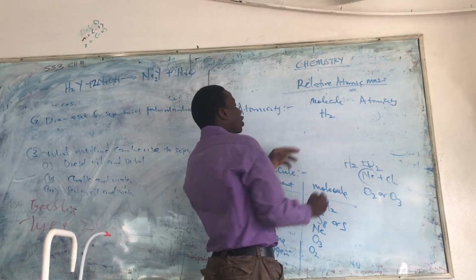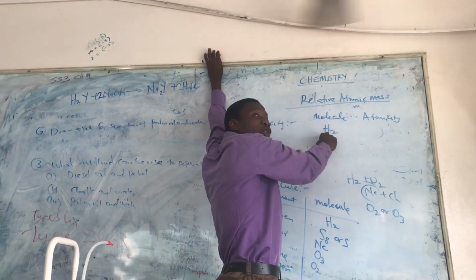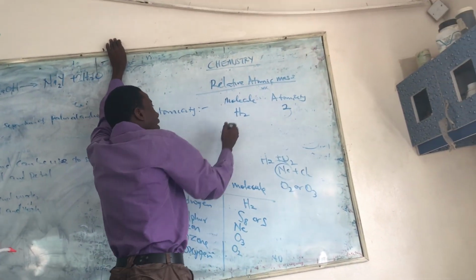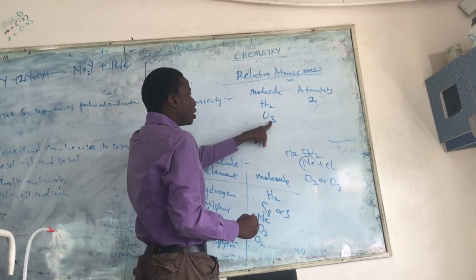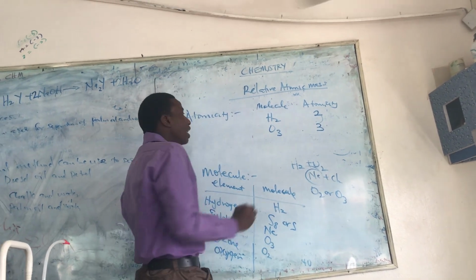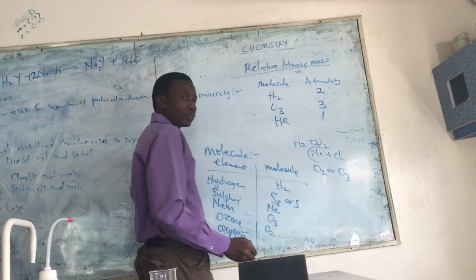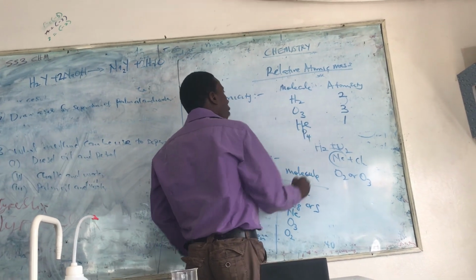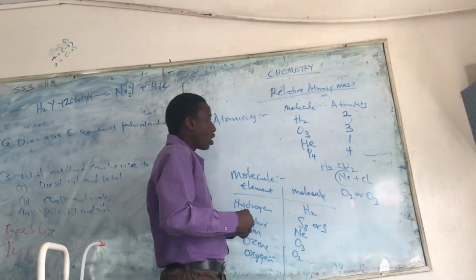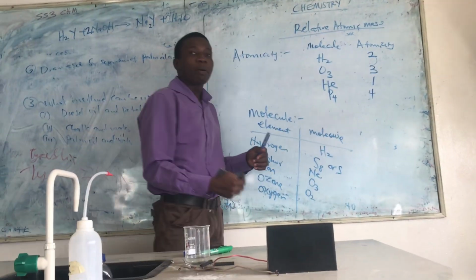H2. What is the atomicity of this H2? How many atoms are in this H2? We have 2 hydrogen there. That means we have 2 atoms. So the atomicity is 2. If I write O3, what is the atomicity of this one? That means how many oxygen are here? 3. So the atomicity is 3. If I write He, how many atoms are in this He? 1. So the atomicity is 1. If I write P4, how many atoms are in this phosphorus? 4. So the atomicity is 4. And so on and so forth. So that is what we mean by atomicity. Atomicity is the number of atoms in a molecule.